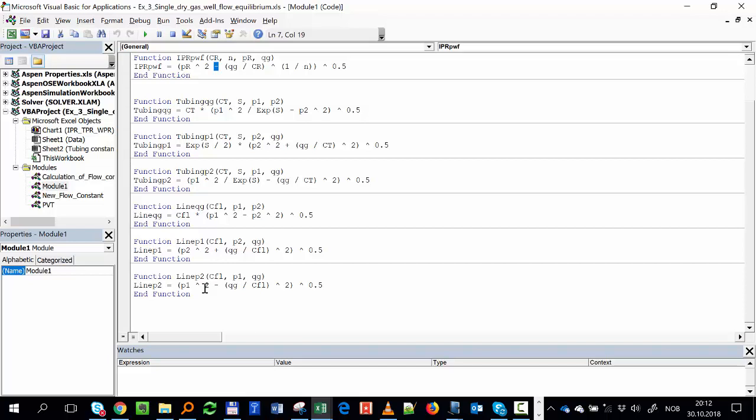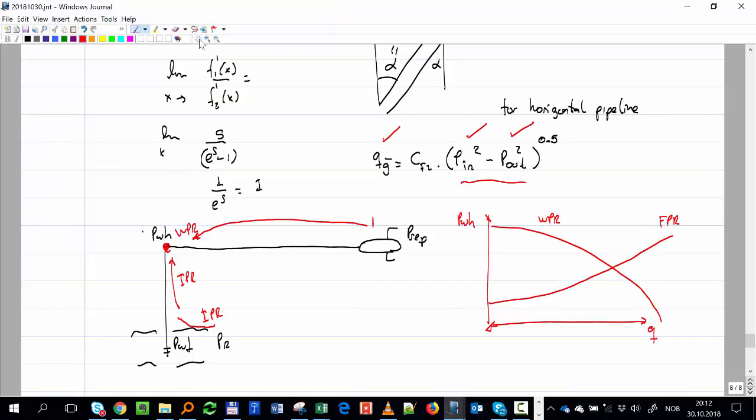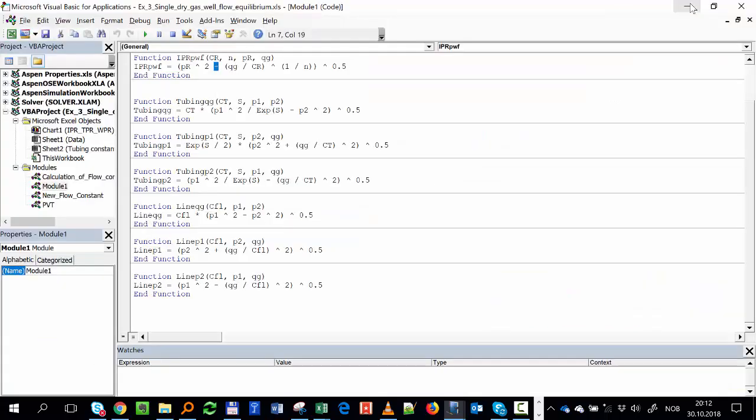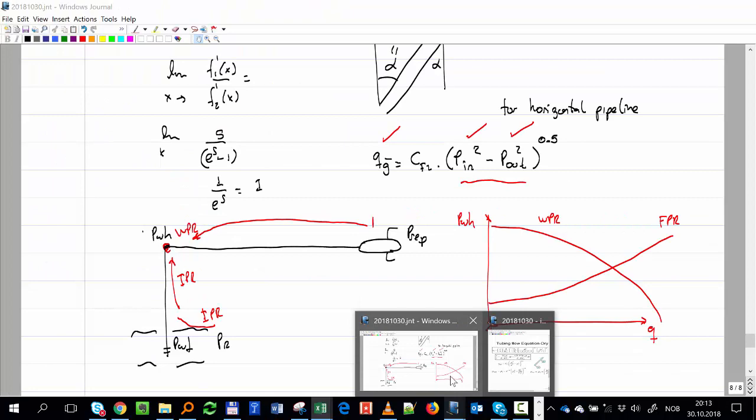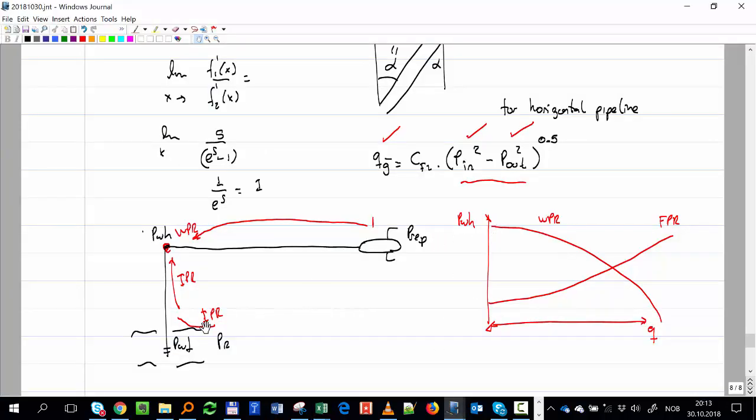Is that what I want? If we look at my drawing once more, we have this pressure, that's the pressure at P2, and we want P1. So we have to use P1. Here we came from the reservoir all the way to the wellhead. We came counter current.